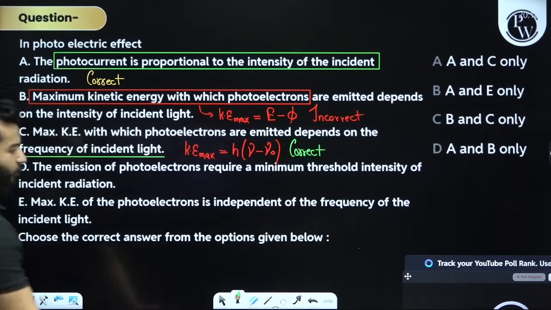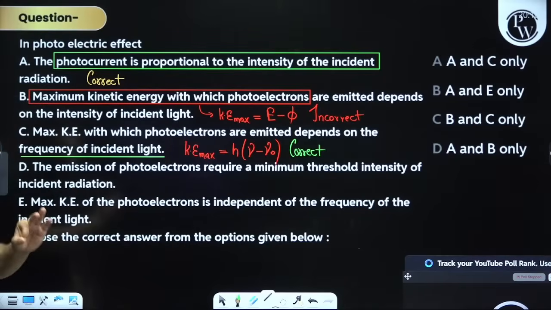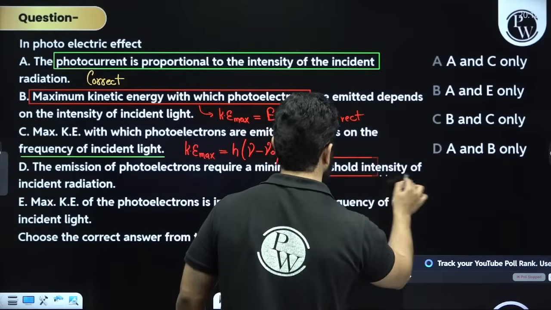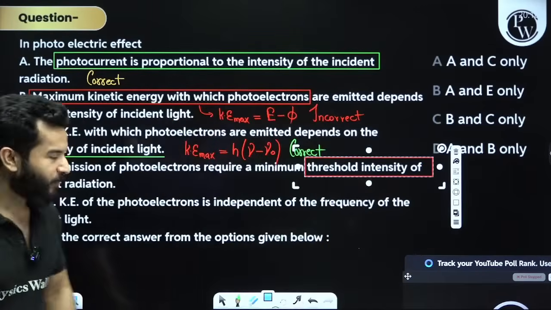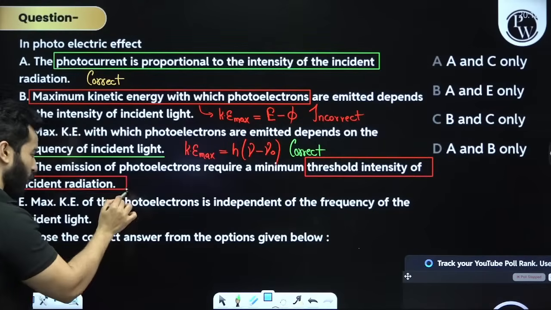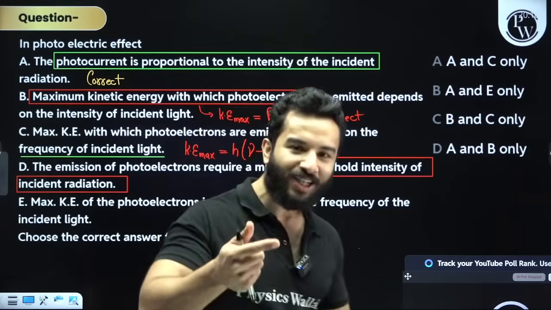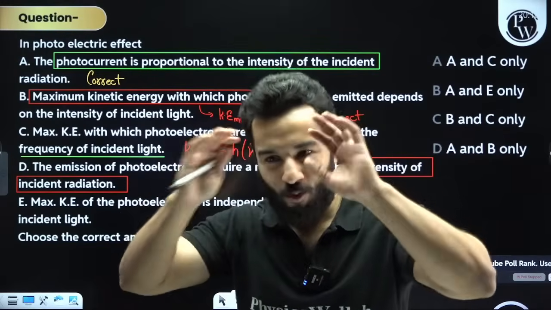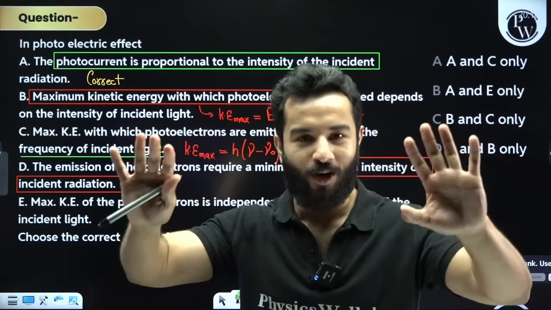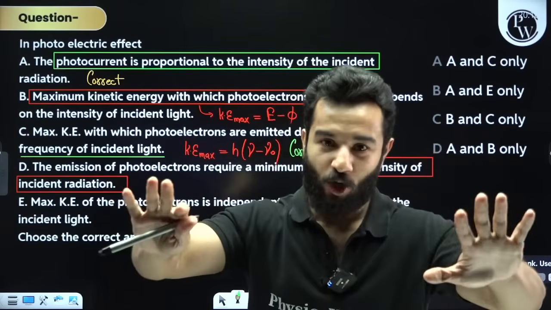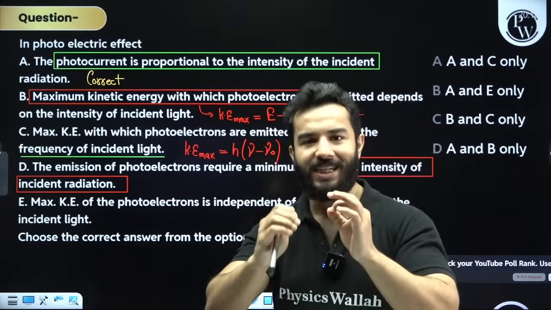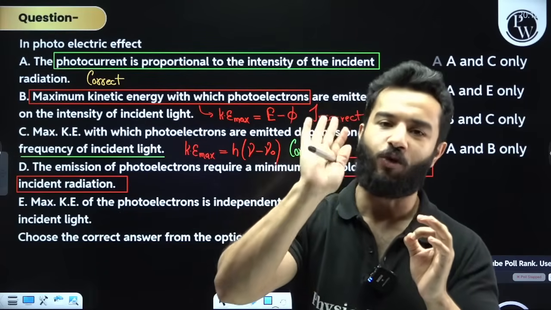Then the emission of photoelectrons requires a minimum threshold intensity. Intensity has got to do nothing with the emission of electrons, right? The role of intensity will start after threshold frequency. No matter how much intensity you throw on a particular metal, if the frequency is below threshold, no electron is going to come out. Very basic thing, note it down. Intensity has got to do nothing with the emission of electron.